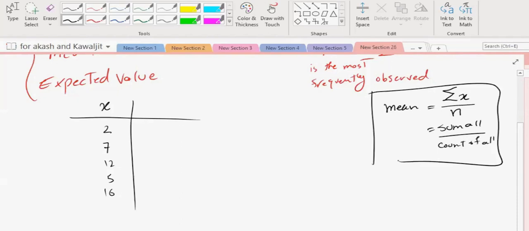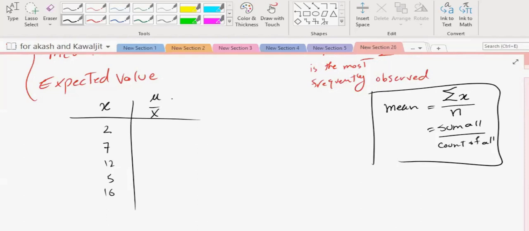And if these numbers are all of the numbers in the population, we call it mu, but if these numbers are numbers from a sample, we call it x bar, like we discussed why. If it is population, we use Greek letters.